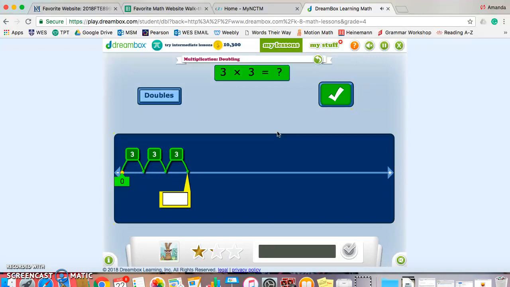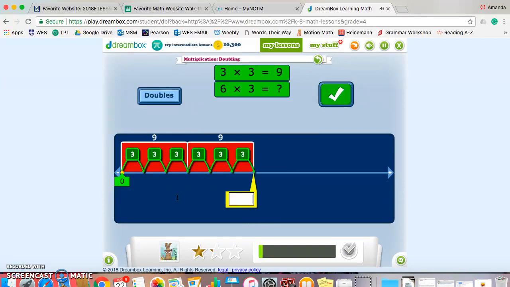So I love how they use an open number line. I love how they use the correct math language. They're not saying just answer, they're using product, and it shows you multiple visuals for how students can understand multiplication. The immediate feedback is also really nice.